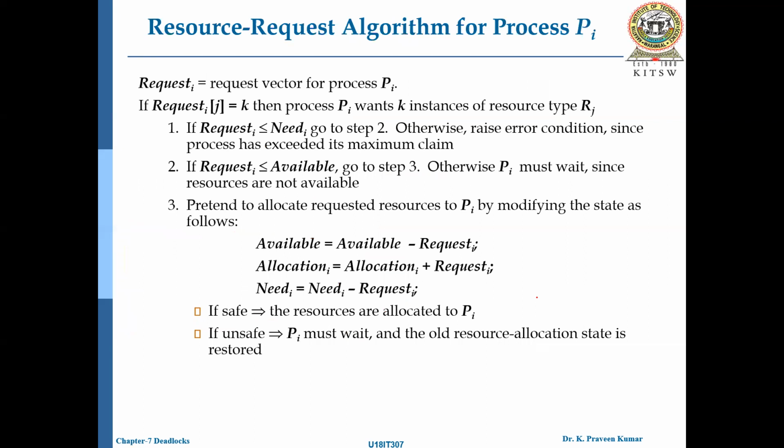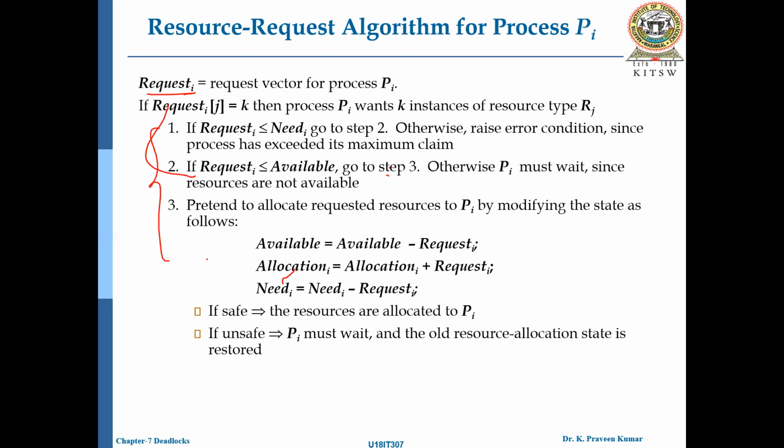Resource request algorithm for process Pi. Now let us discuss the resource request algorithm. Let Request i be the request vector for process Pi. If Request i of j equals k, then process Pi wants k instances of resource type Rj. When a request for resources is made by the process Pi, then we have to follow these steps.